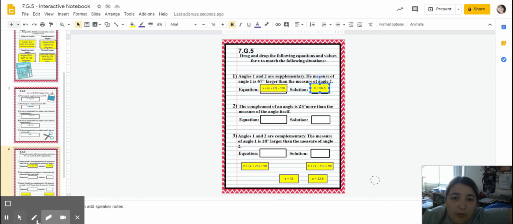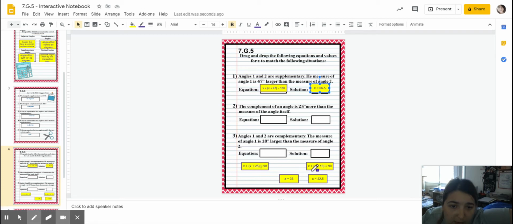All right, number 2. The complement of an angle is 25 degrees more than the measurement of the angle itself. That's got 25. And of the options left, we have x plus 90, x plus x plus 18 equals 90. So we want the one that says x plus 25, and we're going to put that up and over here.